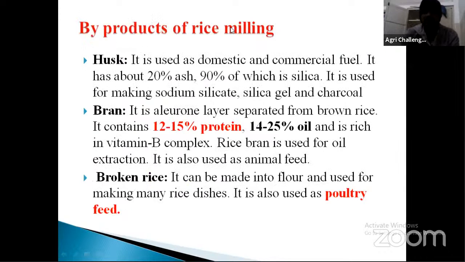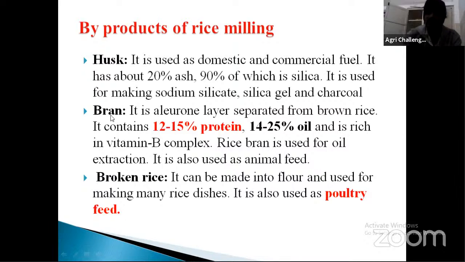And these are the byproducts of rice milling. Husk means the brown layer surrounding the rice grain. It will be removed during the hulling process. This husk can be used as a domestic and commercial fuel. It consists of 20% ash, of which 90% is silica. Here don't confuse: husk doesn't consist of 90% silica. It consists of 20% ash. In this ash, 90% is silica. So husk mainly consists of silicon, and it is used for making sodium silicate, silica gel and charcoal.